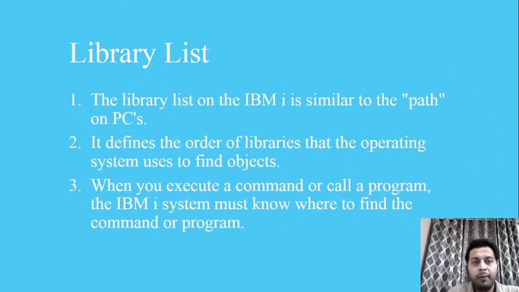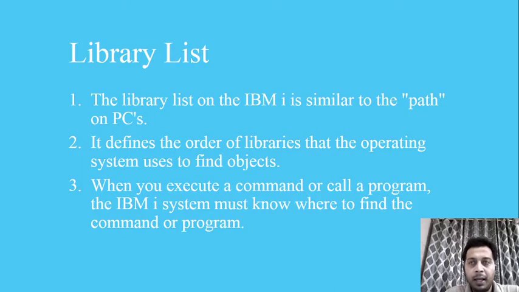So what do we mean by the library list? The library list on IBM is similar to the path on PCs. It defines the order of libraries that the operating system uses to find objects. This is a very important line. And third, when you execute a command or call a program, the IBM system must know where to find the command or program.